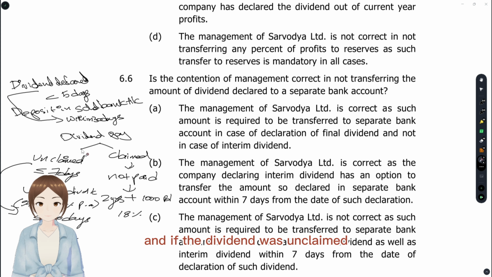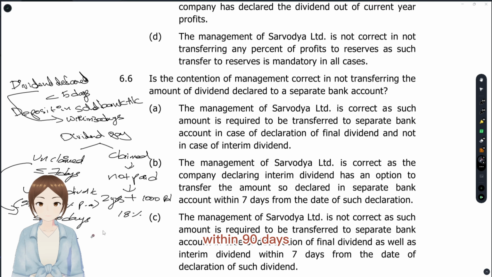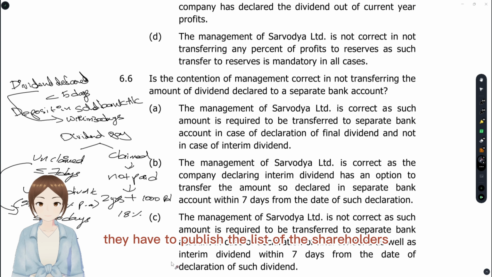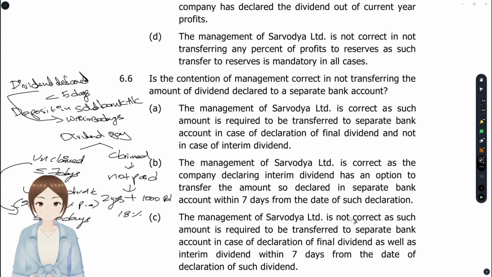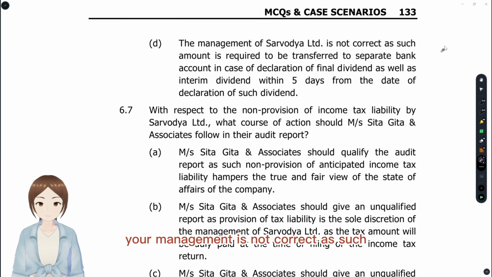If the dividend was unclaimed, after the expiry of these 30 days the unpaid dividend should be transferred to the unpaid dividend account. If it is not transferred to this account, they have to pay 12% per annum interest. And within 90 days, they have to publish the list of shareholders with unclaimed dividend on the website. So with regard to this, management is not correct, as the amount has to be transferred to a separate bank account on declaration of final dividend as well as interim dividend. Dividend also includes interim dividend.